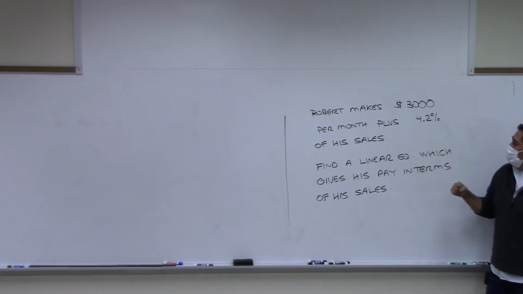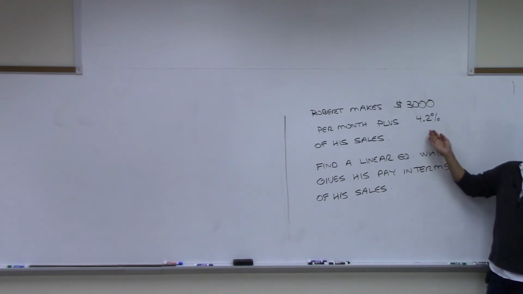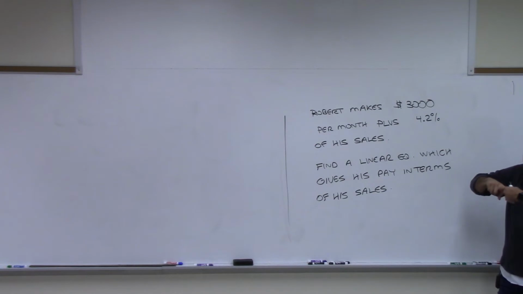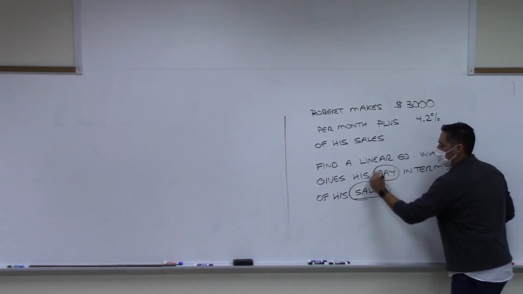If I sell $100, well, the car's not going to be $100, but, well, there are some. $1,000 worth of car, then I get 4.2% of 1,000. If I sell $10,000, then I get 4.2% of 10,000. Make sense? So we need to somehow write this as a linear equation that somehow connects my pay to my sales. We're going to connect pay to sales.